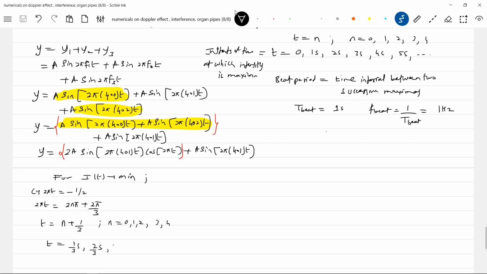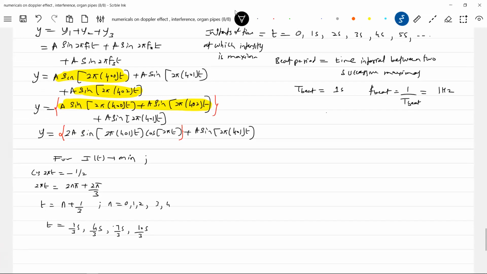4 by 3, sorry, it should be 4 by 3. 7 by 3. Check once. What are these? The instants of time at which intensity is minimum.